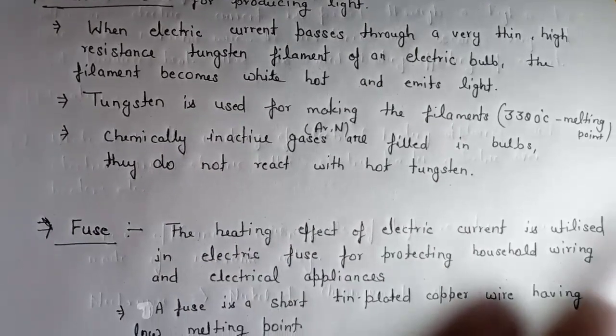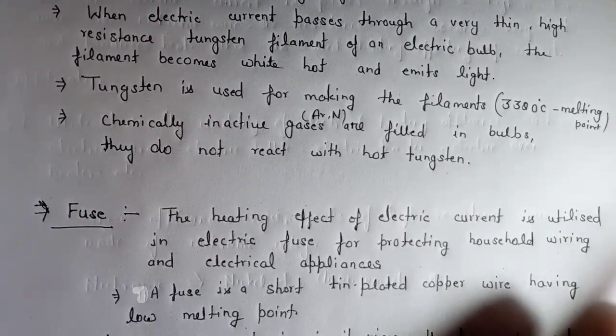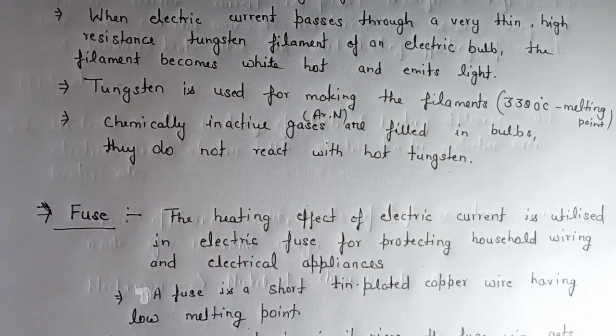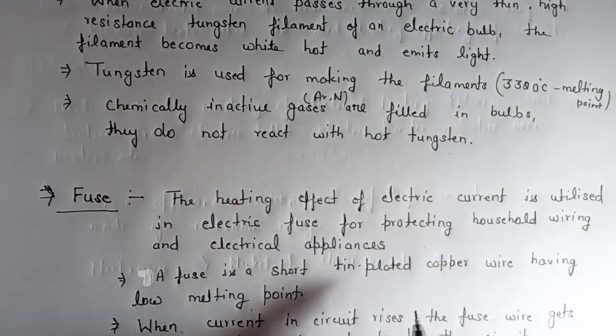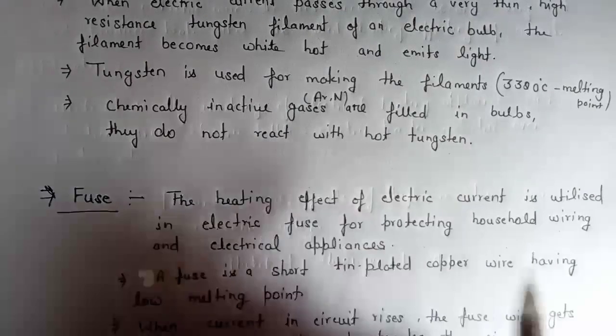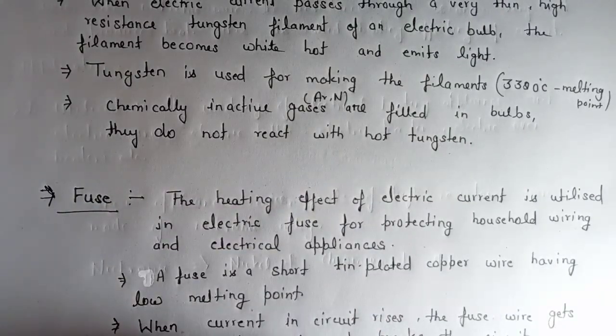What do you mean by fuse? Fuse is a very important element of our electric circuit in homes. The heating effect of electric current is utilized in electric fuse for protecting household wiring and electrical appliances. How? There is a property of wire of resistance, and when resistance increases, electricity produces heat there. This principle we are going to apply here.